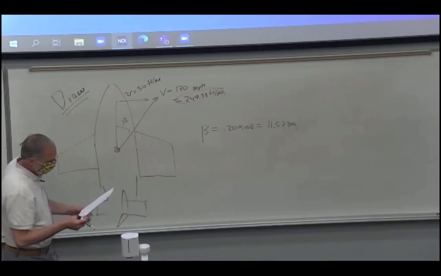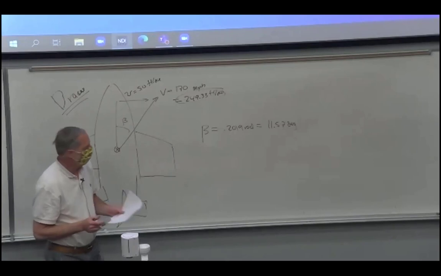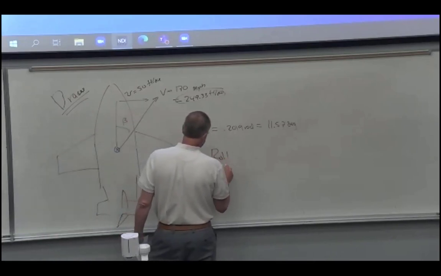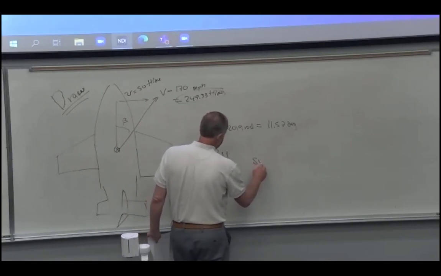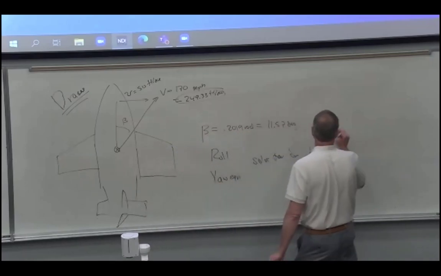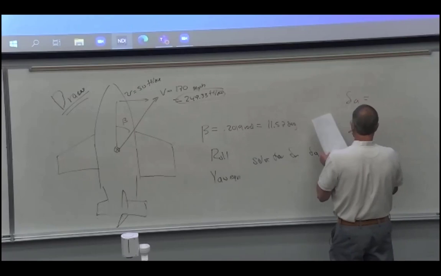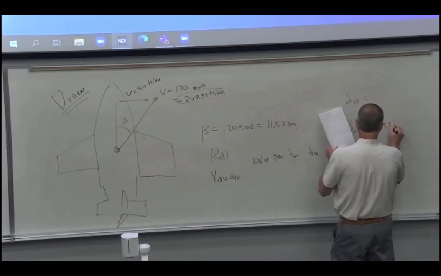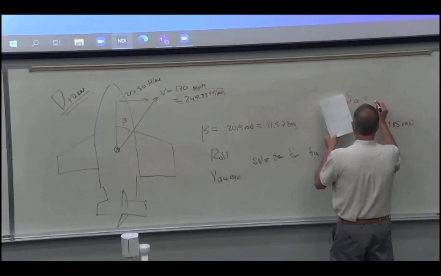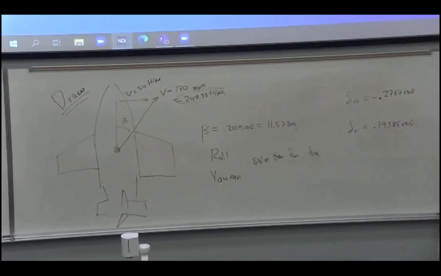Because the yaw equation has aileron, rudder, and side slip in it, we have to solve two equations and two unknowns. So we have to solve the roll equation and the yaw equation for rudder and aileron simultaneously. You guys can do that, that's algebra. So you should get a rudder of 0.19385 radians and an aileron of 0.19.